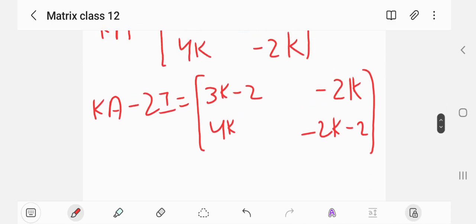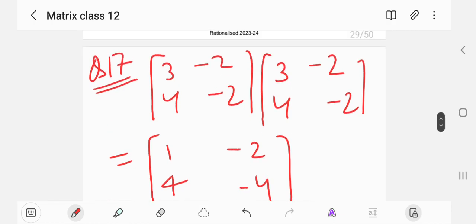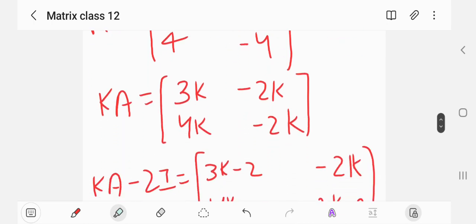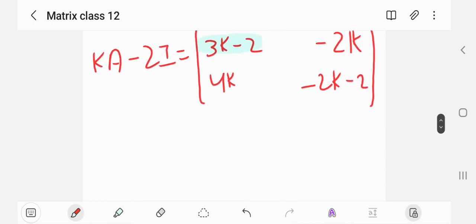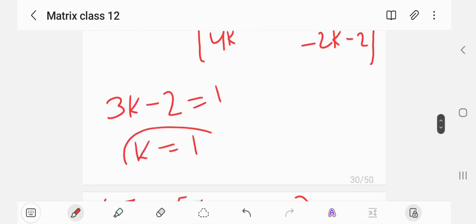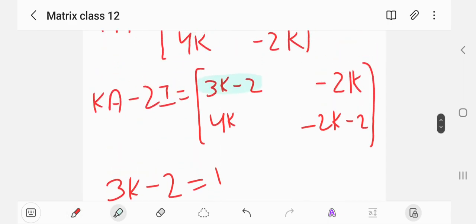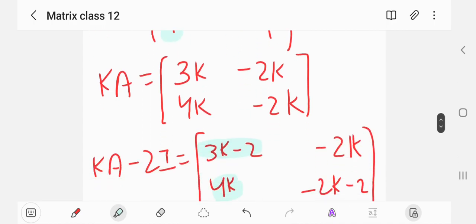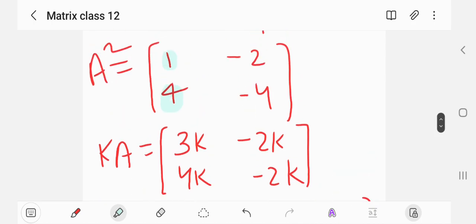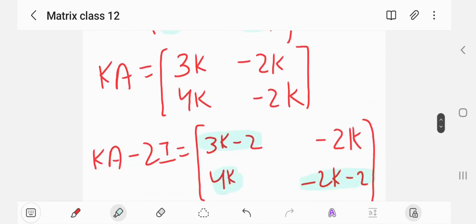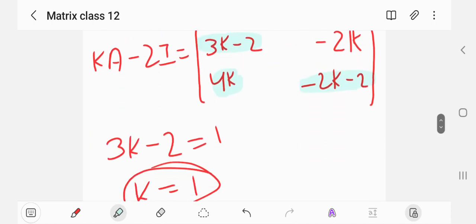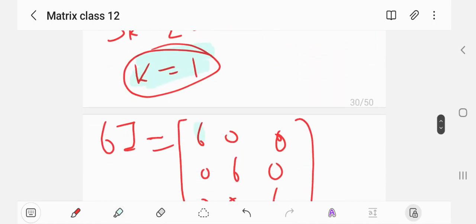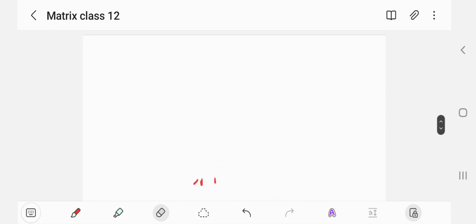Now I have to make it equal to this value of A square. Since they are equal, 1 will be equal to this. If 1 is equal to this, that means 3K minus 2 is equal to 1. This means K is equal to 1. If you go with other entries also, 4K should be equal to 4. This is also giving me K is equal to 1. If you go with this entry minus 4 and this entry, you will again get K is equal to 1. Hence my K value is 1.